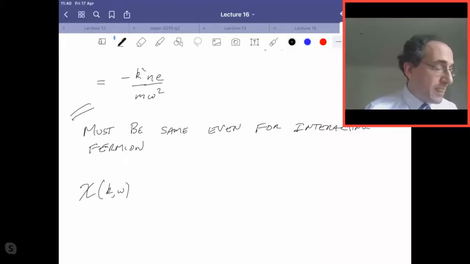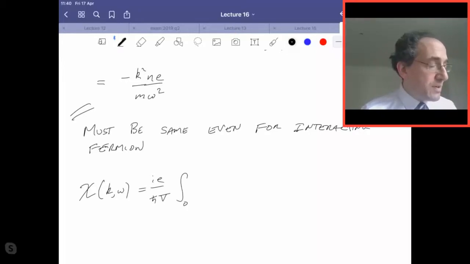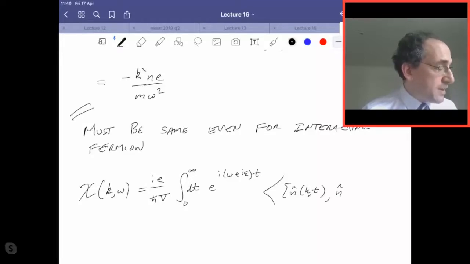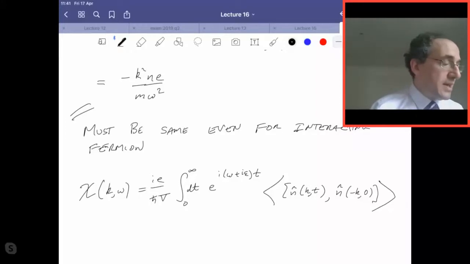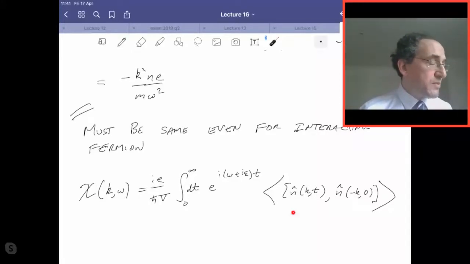of k and omega. We had it in this form of an integral over time, dt e to the i omega plus i epsilon t, and then the correlator n hat of k comma t, and commutator of n hat of minus k at 0, expectation. Okay, so this was on our way to deriving the density response function. This was one of our train stops along the way.